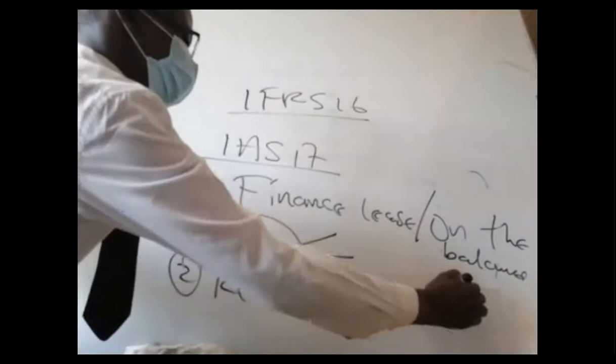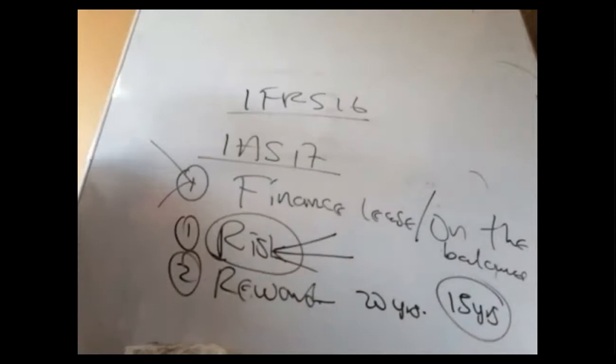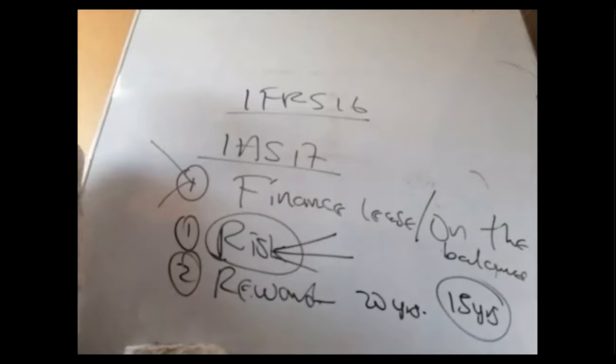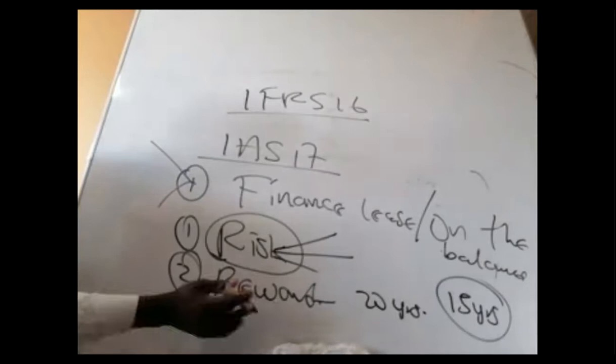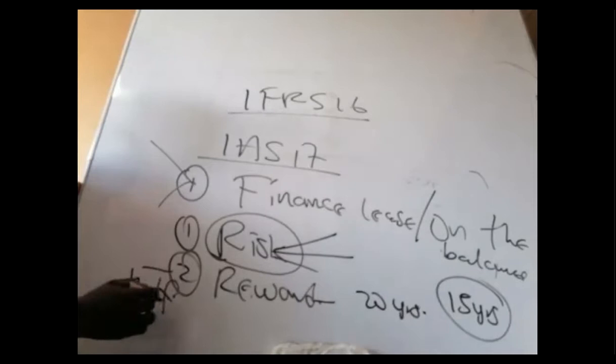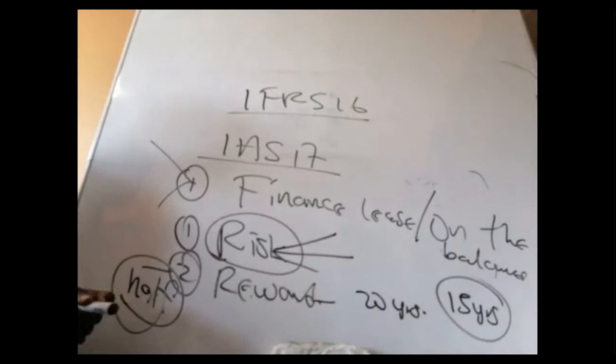So tell me, who enjoys the most of the economic benefits? The life of the asset is 20 years, but this guy will enjoy it for 15 solid years. So in the old standard, reward is transferred if and only if the lessee will use the asset for more than half of the asset's life. That's the old IAS 17. So that is it, risk and reward.